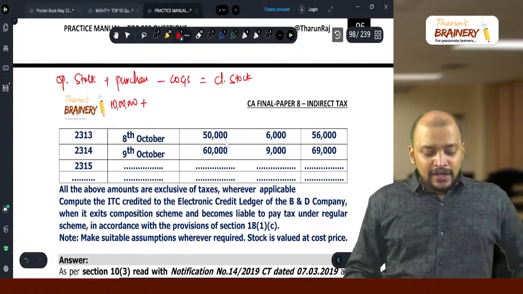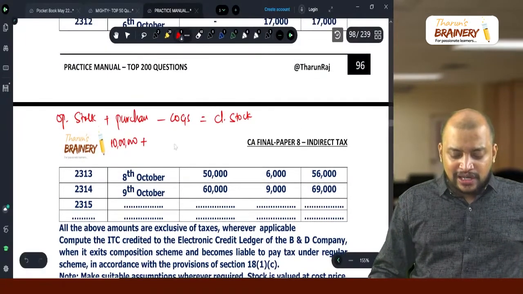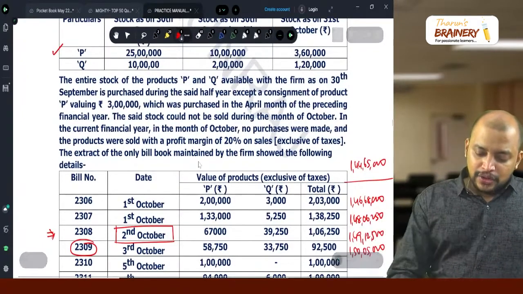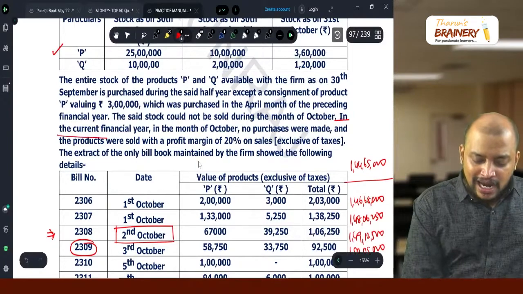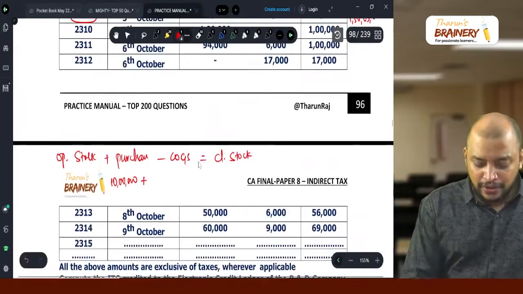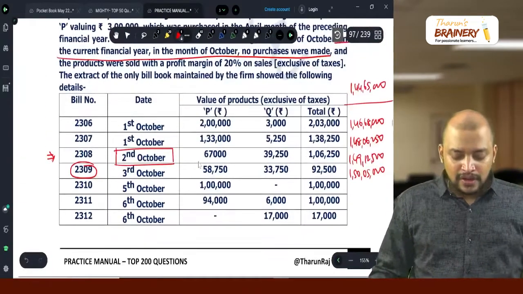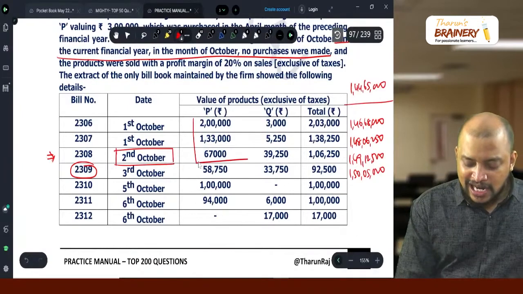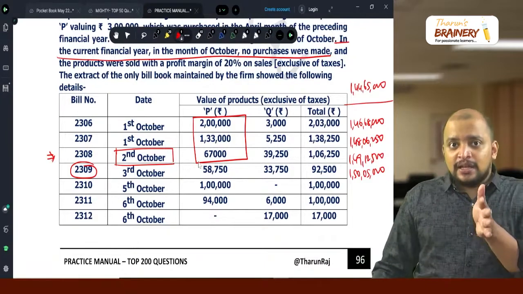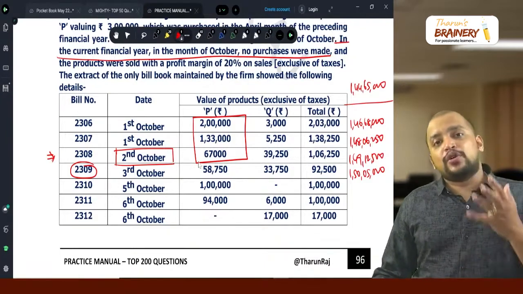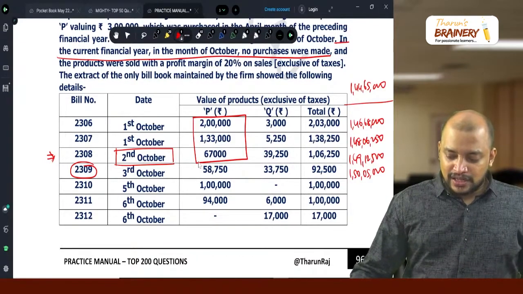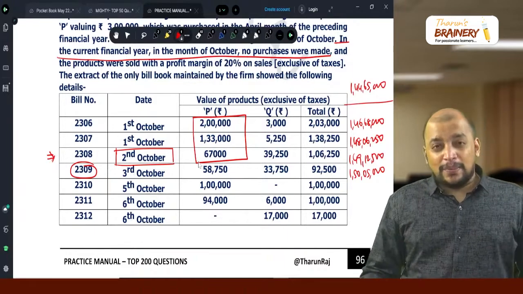Add purchases. We need to see whether there are any purchases during this time. They have given that no purchases were made in the current financial year in the month of October, which means the purchases will be 0. Minus cost of goods sold. What is the sale for these 3 days? Only product P, because only on product P has the GST been paid. So 2 lakhs plus 1,33,000 plus 67,000, that will be 4 lakhs.